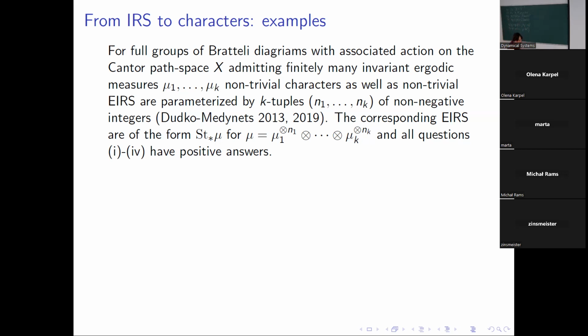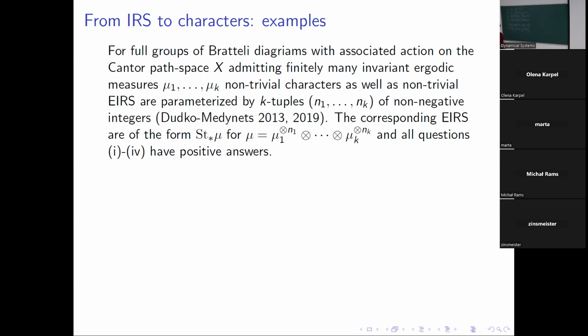It turns out, due to the structure of these groups, one can show that these objects actually coincide. They are injective, and ergodic invariant random subgroups are projected onto the set of indecomposable characters.